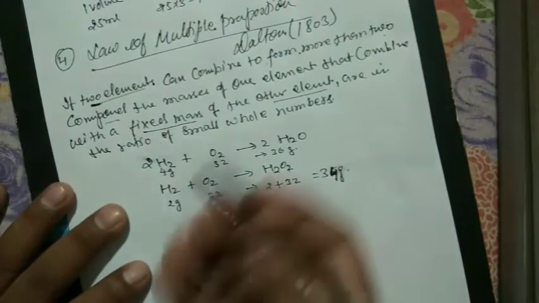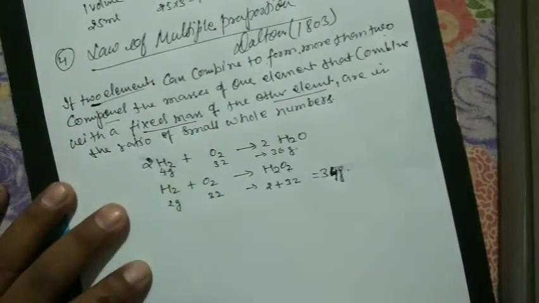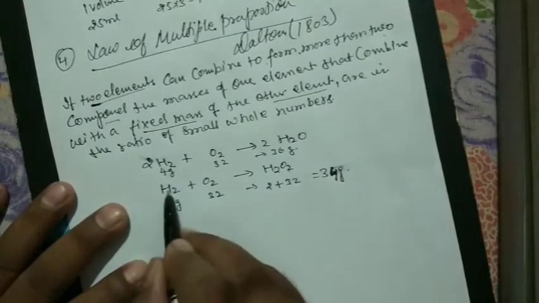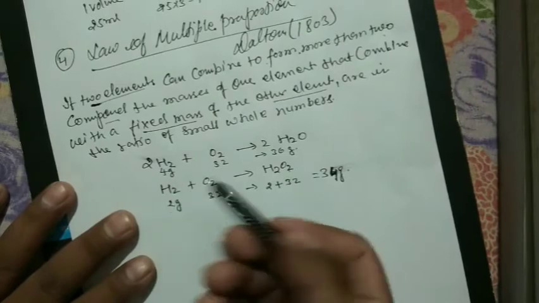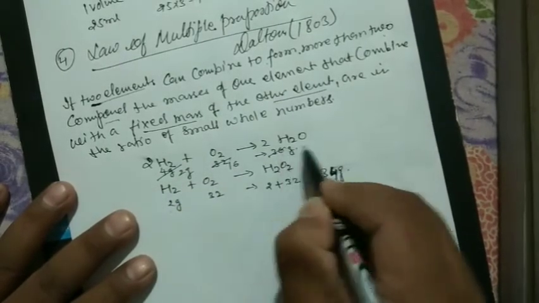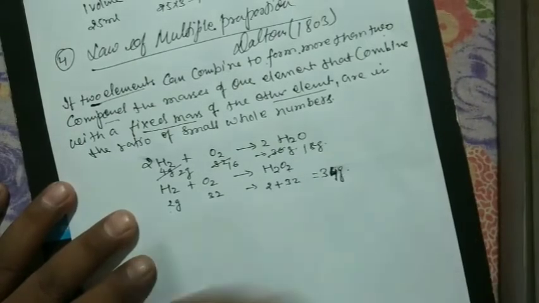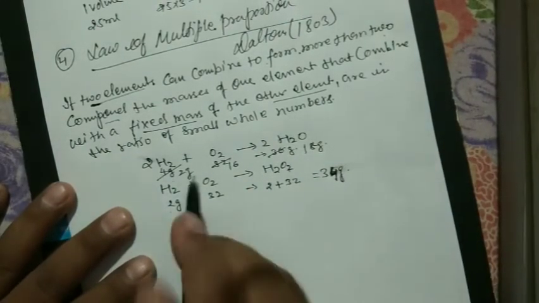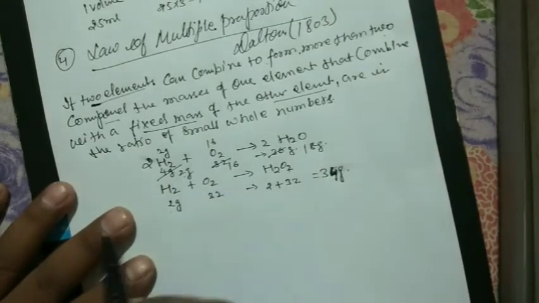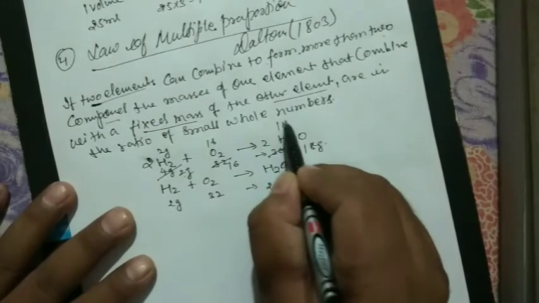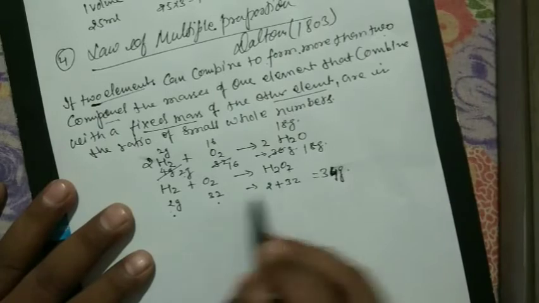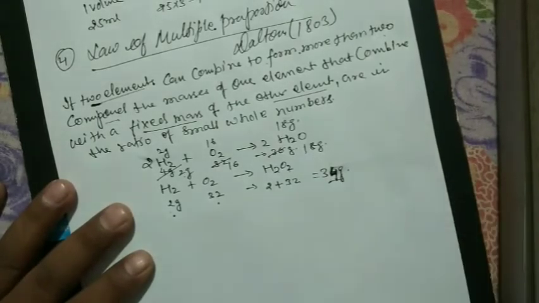Suppose that we are going to fix the mass of hydrogen. Then here mass of hydrogen is 4 gram, oxygen 32 gram, water 36 gram. Here mass of hydrogen is 2 gram. So what to do? Divide by 2: it's 2 gram, 16 gram, and 18 gram. Now mass of hydrogen is 2 gram, mass of oxygen is 16 gram, and mass of water is 18 gram. Here mass of hydrogen is 2 gram, mass of oxygen is 32 gram, and mass of hydrogen peroxide is 34 gram.